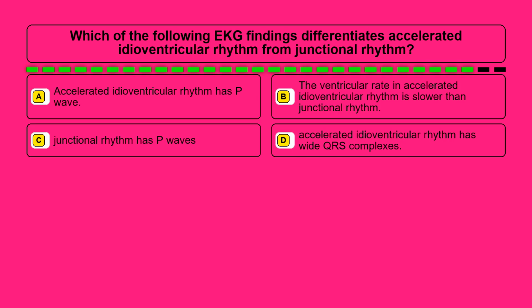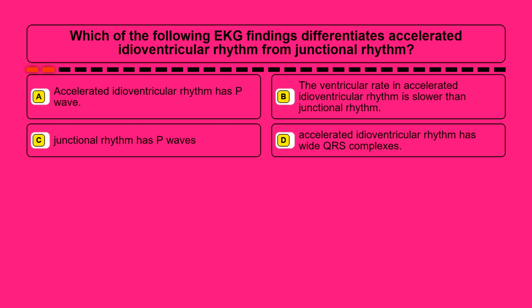Question 55. Which of the following EKG findings differentiates accelerated idioventricular rhythm from junctional rhythm? Option A. Accelerated idioventricular rhythm has P waves. Option B. The ventricular rate in accelerated idioventricular rhythm is slower than junctional rhythm. Option C. Junctional rhythm has P waves. Option D. Accelerated idioventricular rhythm has wide QRS complexes.